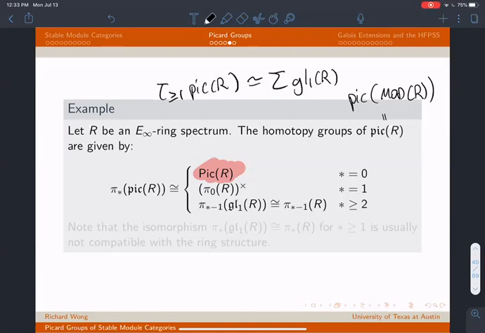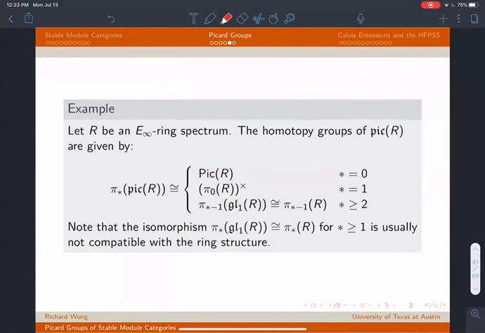And so we know its zeroth homotopy group. And we have this isomorphism between the homotopy groups of GL1 R and the homotopy groups of R in degrees greater than or equal to 1. One thing I should note is that this is just an equivalence on the level of groups, and the ring structure is going to be radically different.